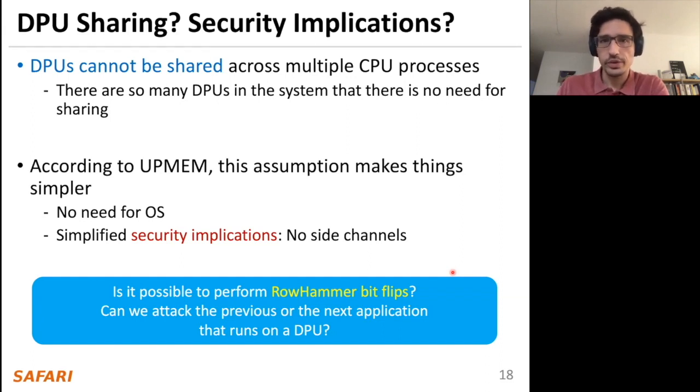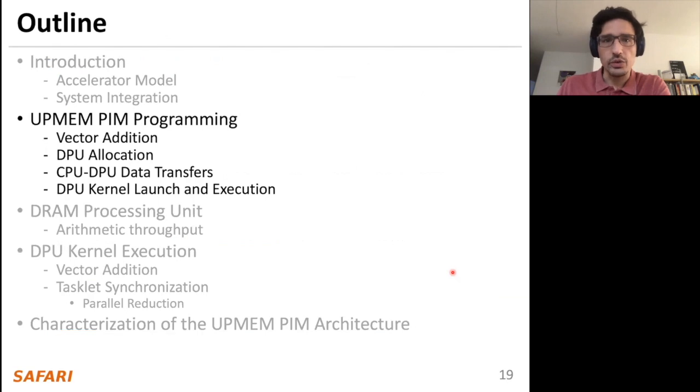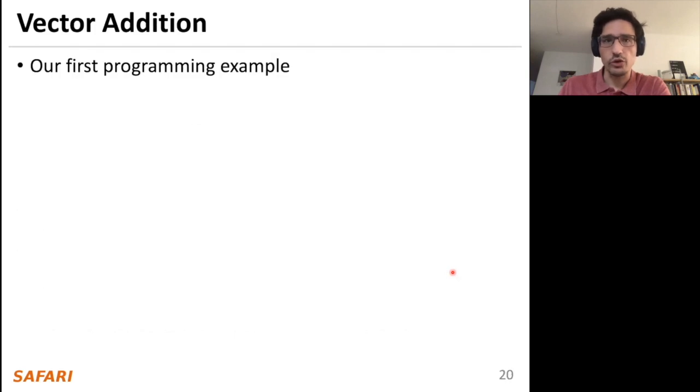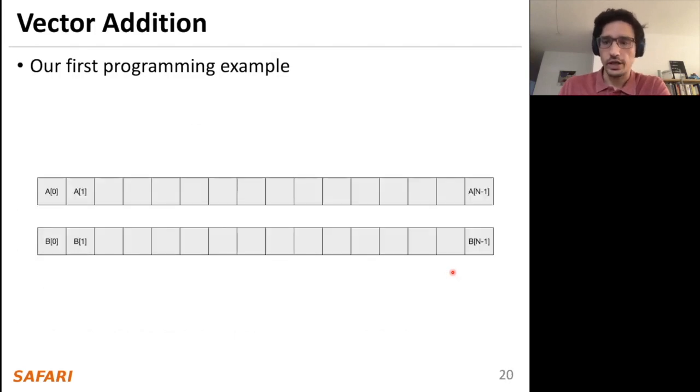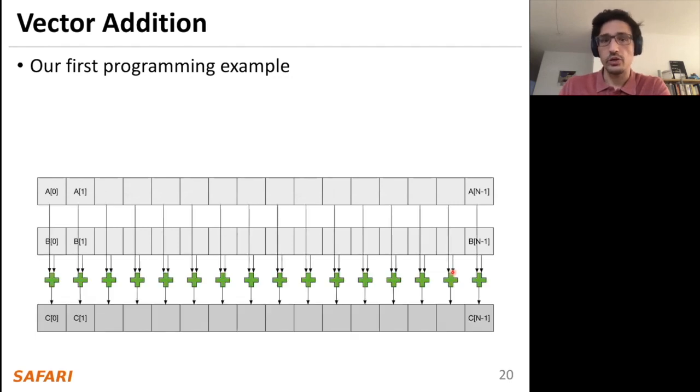Okay, let's start with the UPMEM PIM programming. We are going to start with a very simple example, vector addition, which is something that all of you know. It's like the bread and butter of parallel programming. Imagine that you have two arrays, two vectors, A and B. In vector addition, what we do is the element-wise addition of the elements of A and B, and we store the result in another array called C.